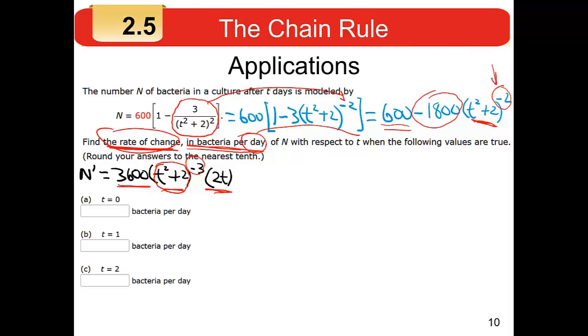Now, WebAssign is perfectly willing to accept that as an answer if you go ahead and multiply it by 2t, I suppose. But I went ahead and dropped that negative 3 into the denominator and made it a positive 3 only because they're going to ask me to plug in various numbers. And I think I can handle it better if I go ahead and take that t squared plus 2 to the negative 3 and write it as 1 over t squared plus 2 cubed. Basically, the only reason I did that is because I knew I was going to have to plug in numbers, and it's just easier for me to plug in numbers without those negative exponents there. At this point, it's an arithmetic problem. They want you to plug in t equals 0, t equals 1, t equals 2.